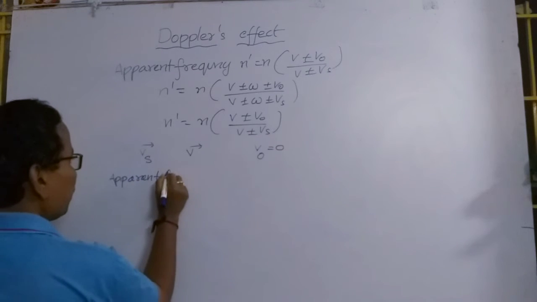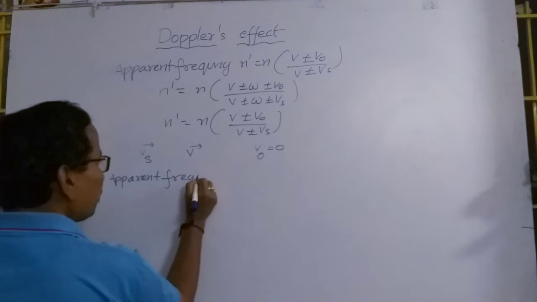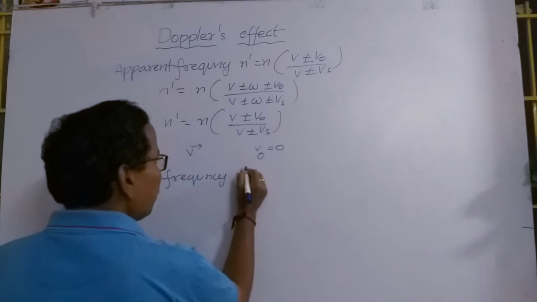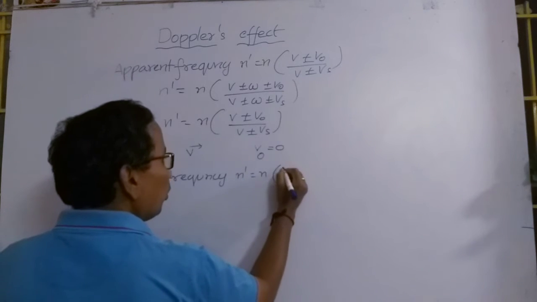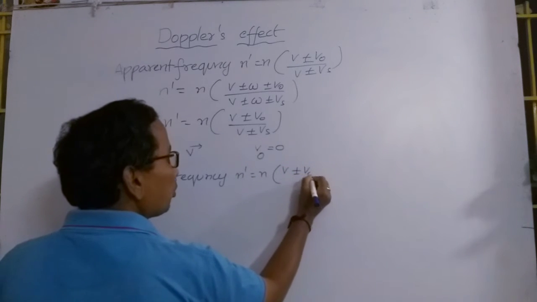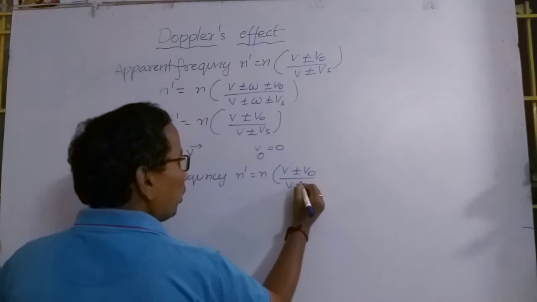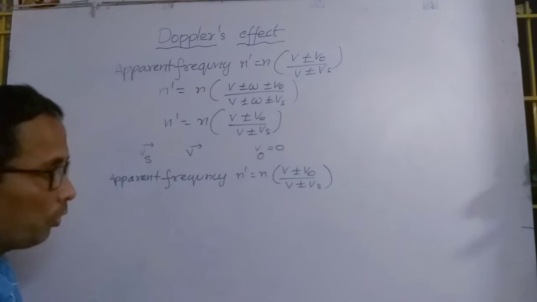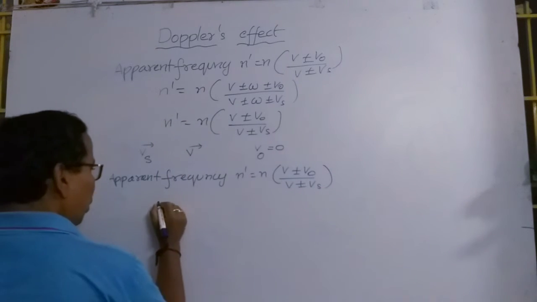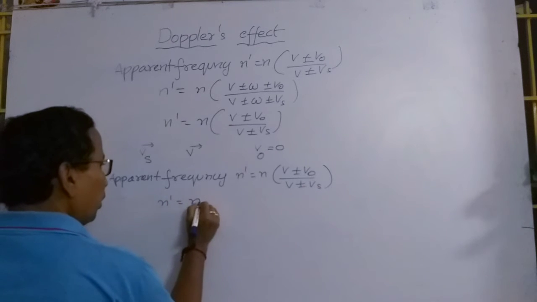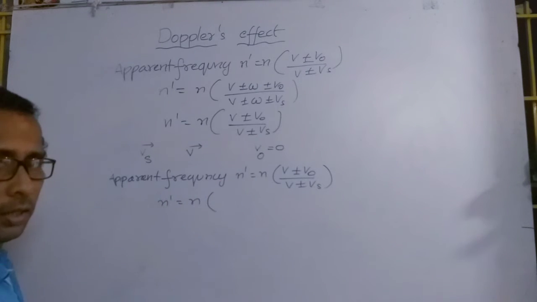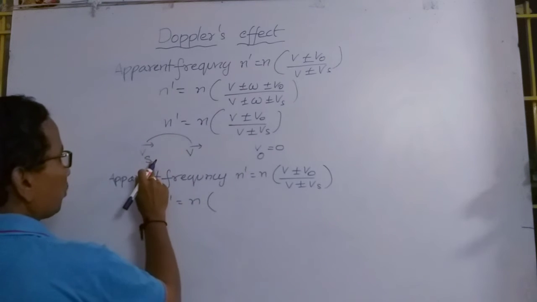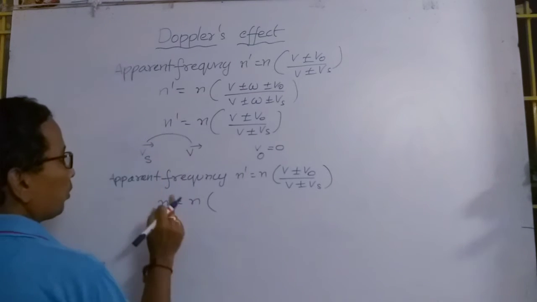Apparent frequency n dash is equal to n into (V plus or minus V naught) by (V plus or minus Vs). This is the original formula. Here you have to write n dash is equal to n into, first write like this. Then compare these two: velocity of source and velocity of sound.